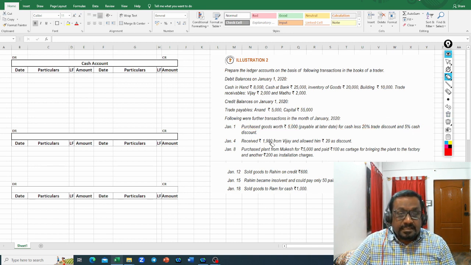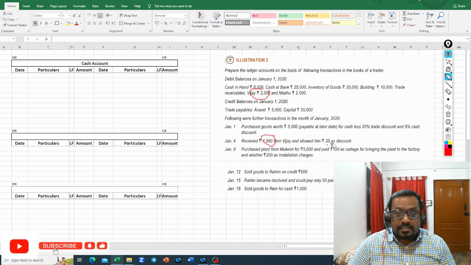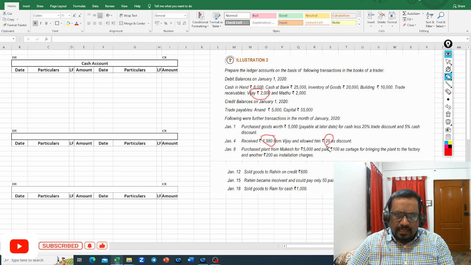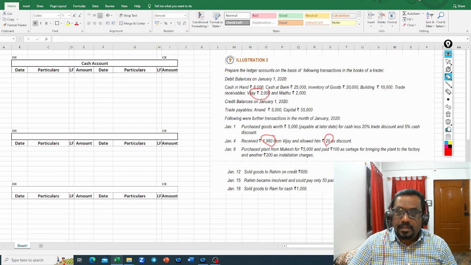Then received 1,980 rupees from Vijay and allowed him 20 rupees as discount. Here you see Vijay is supposed to pay 2,000 rupees to us, but how much did he pay? 1,980. And what is the discount? 20 rupees discount. I'll explain with all the journal entries here, okay? Then purchased plant from Mukesh, 5,000.